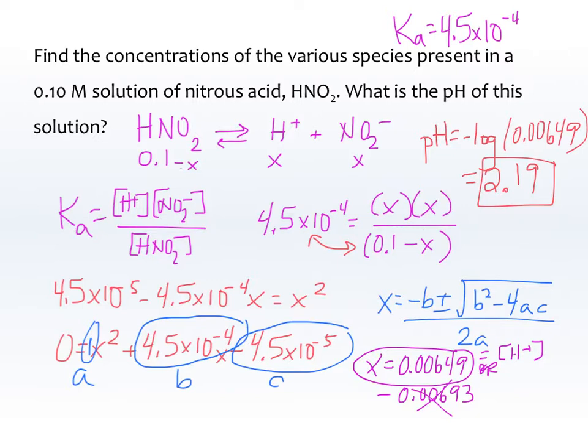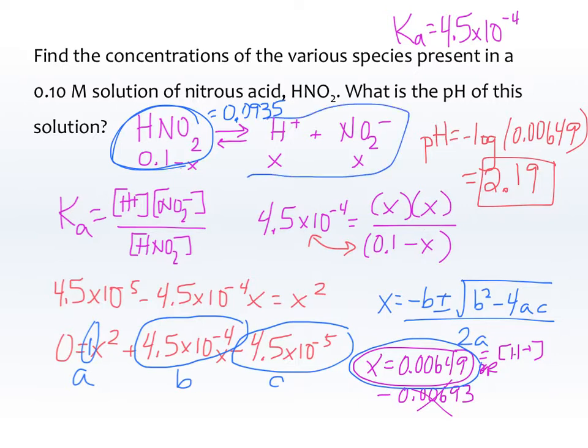So HNO2, that's 0.1. And then the minus x really does matter because it's greater than 5%. So minus 6.49 times 10 to the negative third. So HNO2 comes out to 0.0935. The H plus and the NO2 minus are both represented by X, so these guys are both 0.00649. And I think that should be it. Let's look at the next problem.